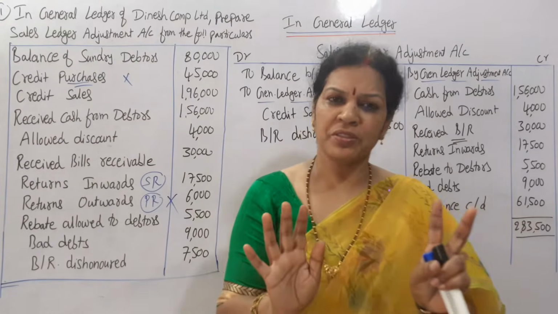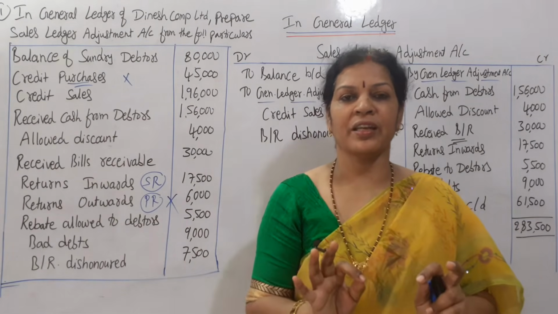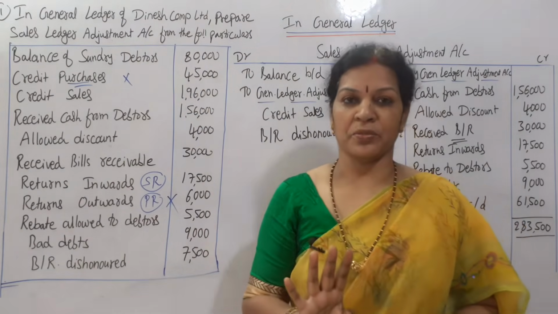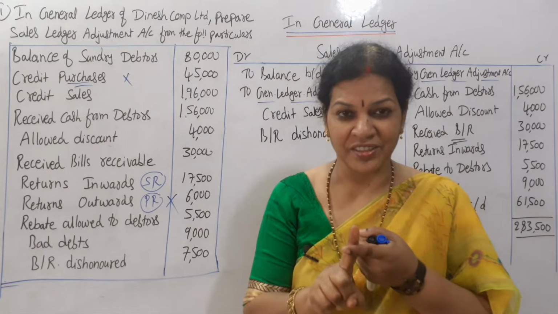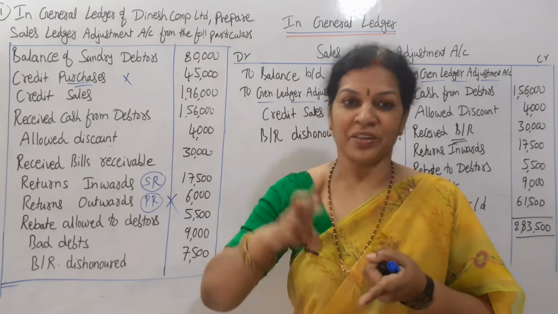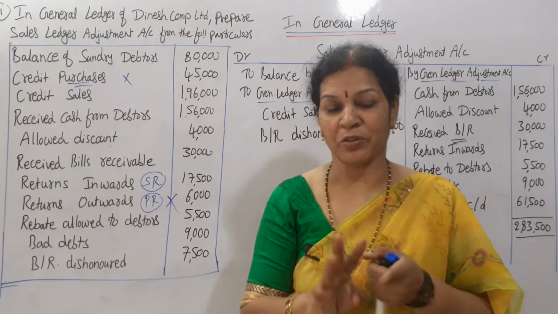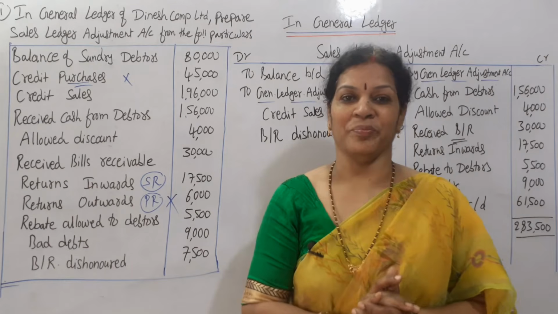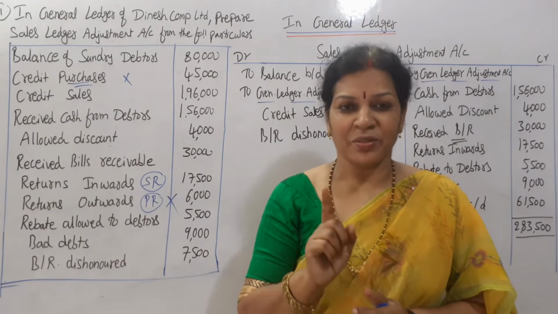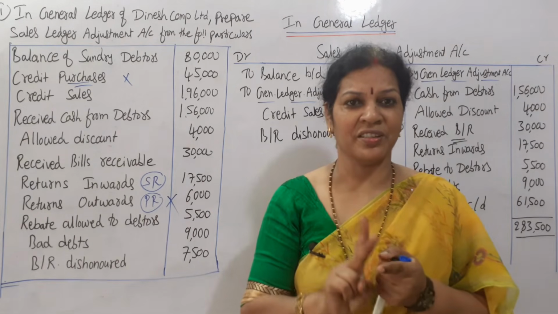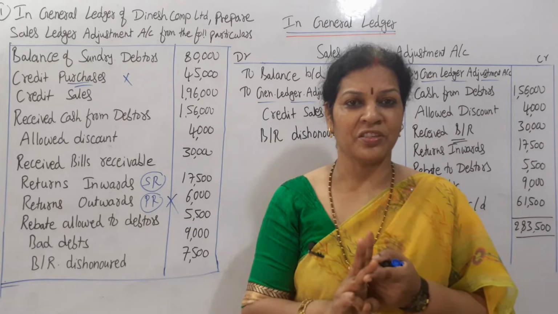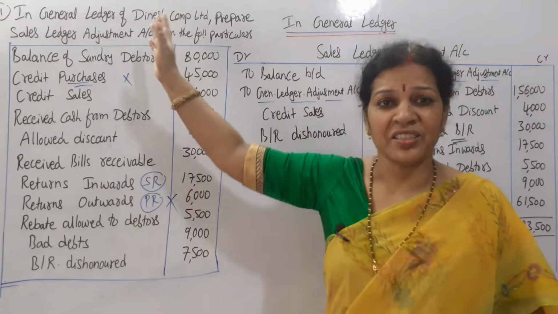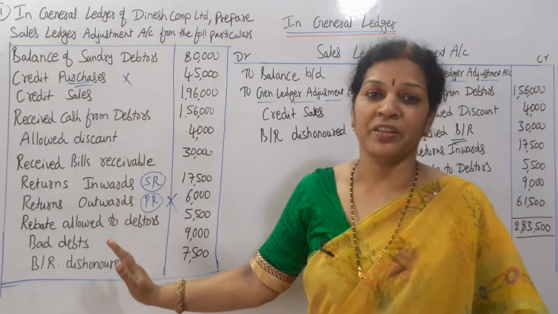So let me give you a recap. First of all, what are they asking? In the general ledger of Dinesh company, prepare the sales ledger adjustment account. When you find general ledger, sales ledger adjustment account or purchase ledger adjustment account, you must understand that this is a self-balancing system problem, isn't it? So this kind of thing is always a self-balancing system. They are not saying it is a self-balancing system. That is the way to identify the problem.